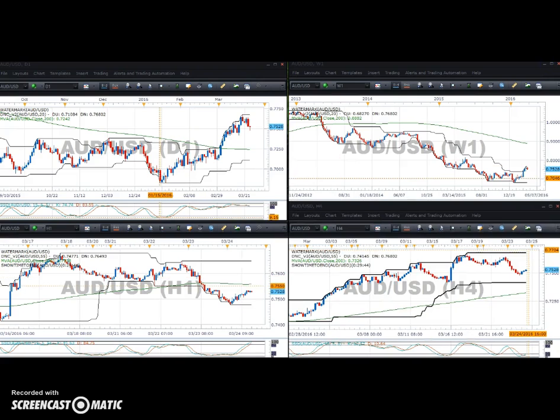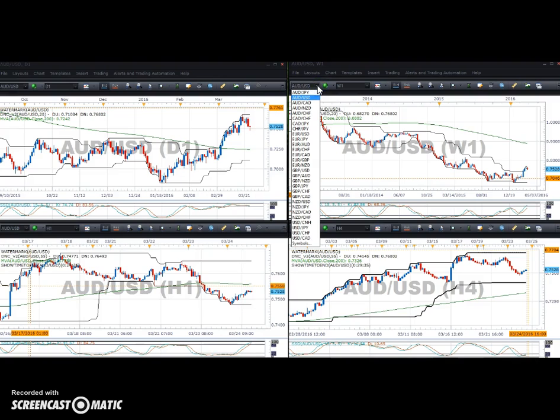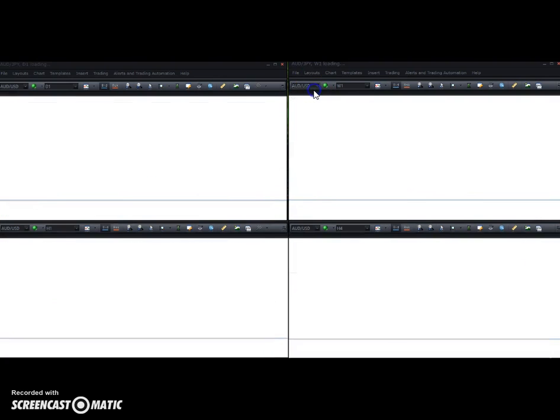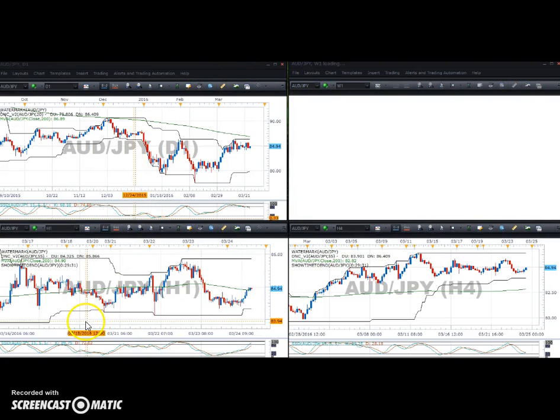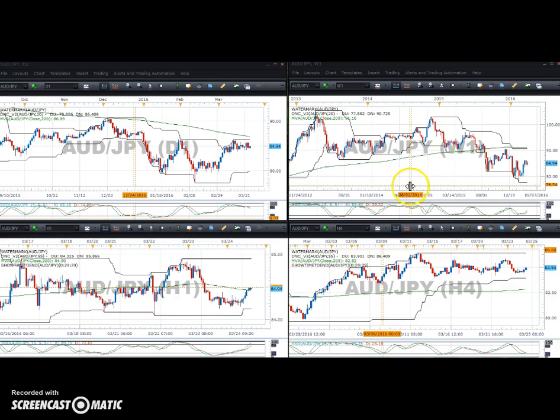Okay, let's look at, let's say, the Aussie yen. Aussie's the strongest. Yen is the third weakest currency. Let's see what the Aussie yen is showing us. Okay, this is a little choppier, rangy. So we're looking at almost like a ranging situation here on the daily chart.